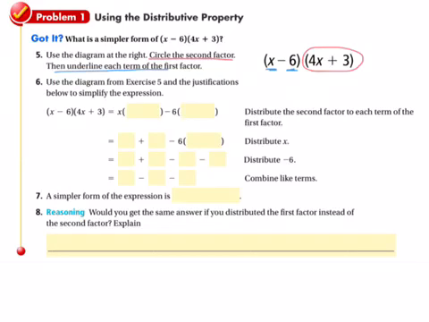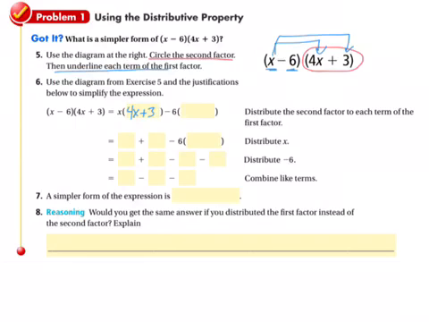In this case, we are multiplying a binomial by a binomial. Look at the second factor. I have circled the second factor in red. Now I'm going to take each term of the first factor and multiply it to the second factor. So I'm going to take the x times 4x, and then I'm going to take the x times 3.